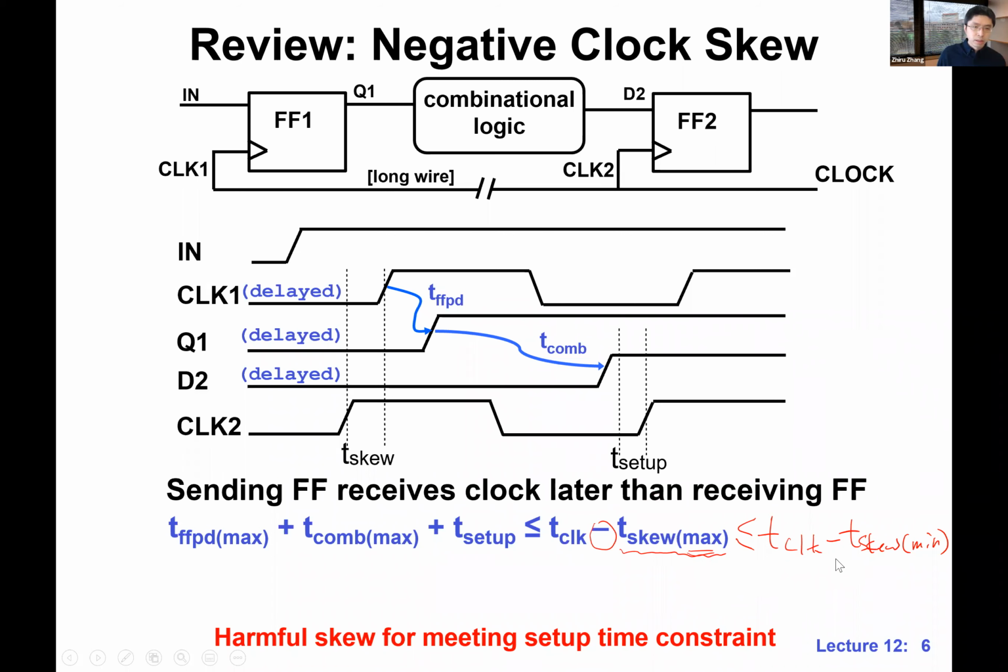And let's try to rearrange things a little bit more. Let's focus on this inequality again. If we move this term to the left-hand side, of course, we still have this FFPD and combinational delay, but we can re-express the left-hand side as something like this.